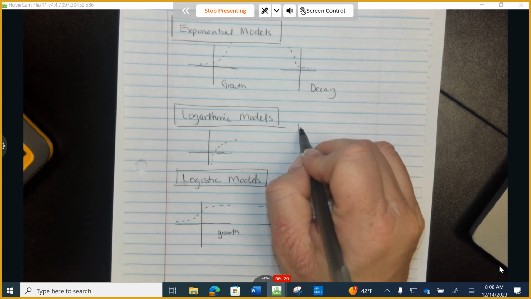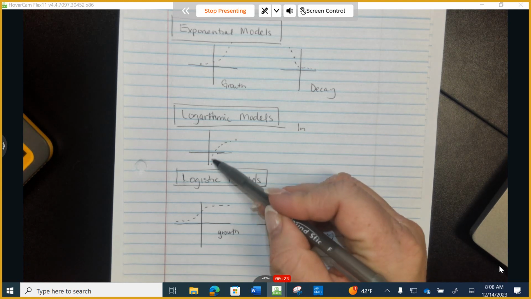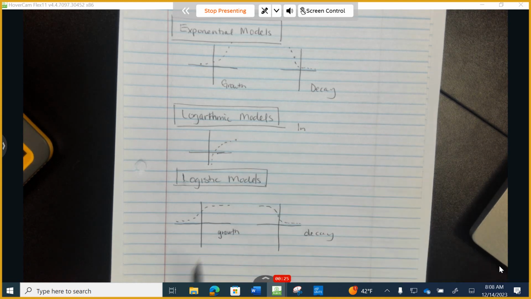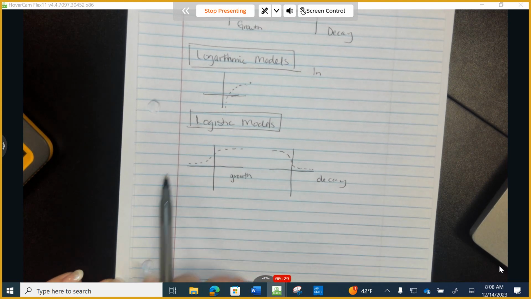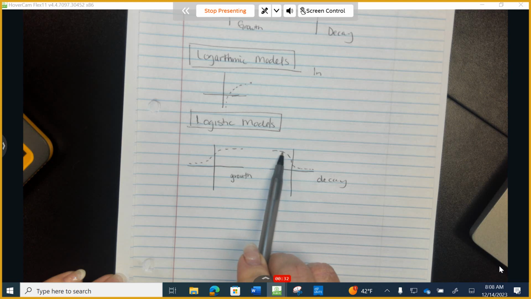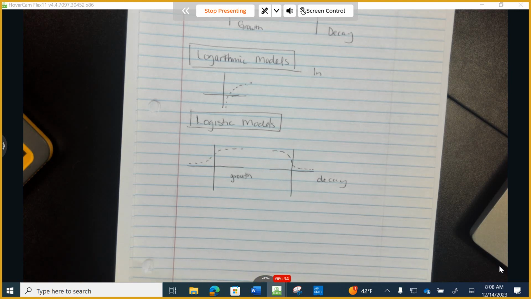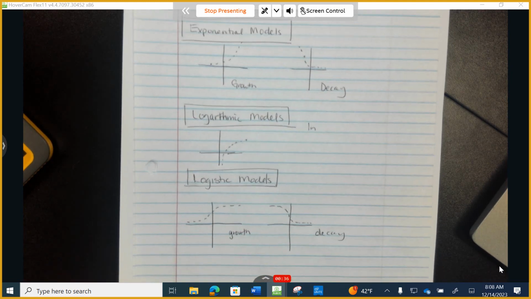And in that case, by the way, we're going to be working with a natural log. So it's like this upside down kind of U to the side. Or is it going to be a logistic model, in which case we have two horizontal asymptotes? This is what a growth model looks like, and this is what a logistic decay model looks like. So we're going to refer back to this as we go through the problems.